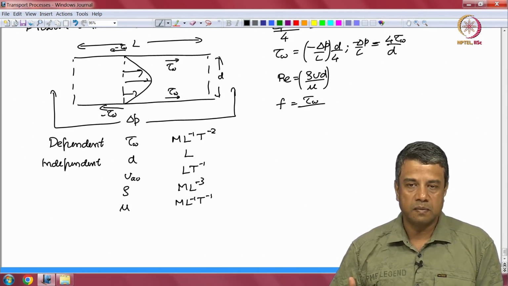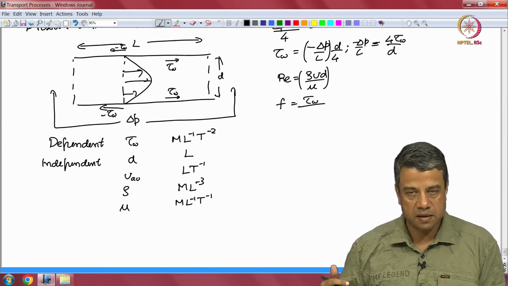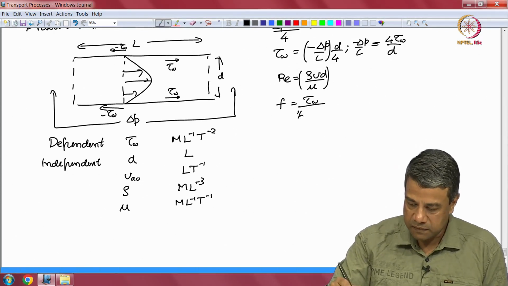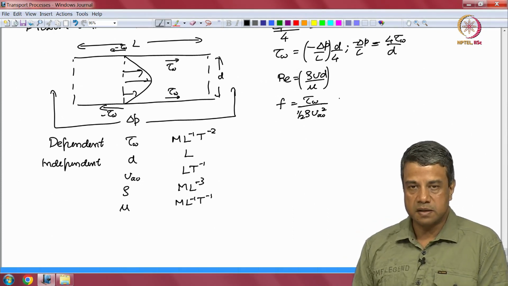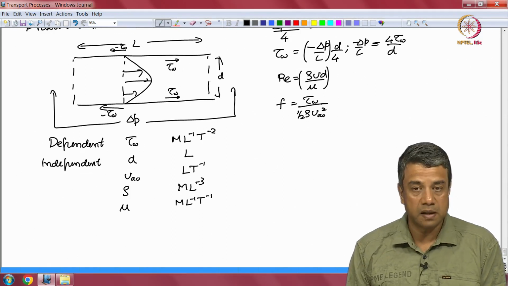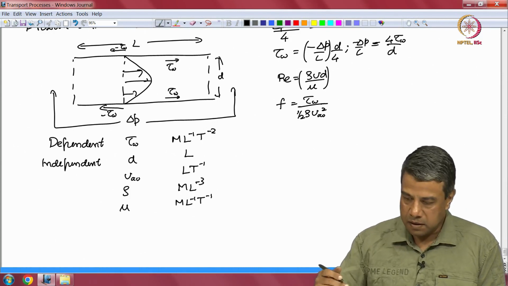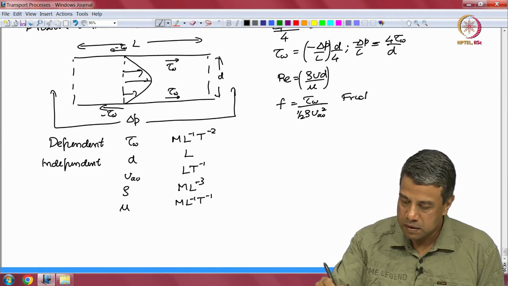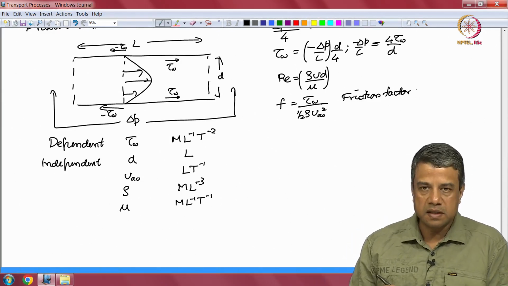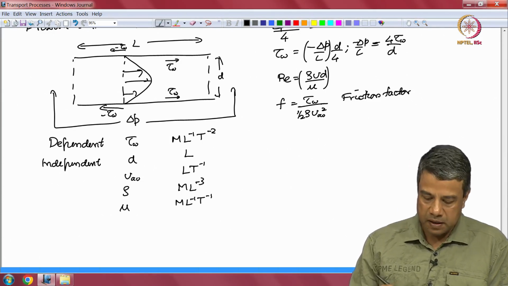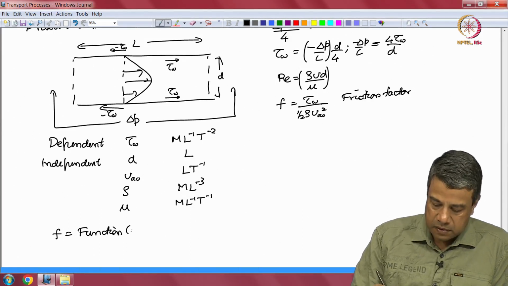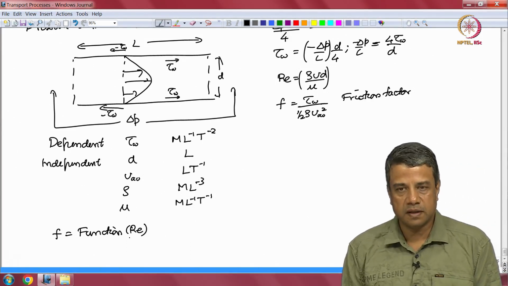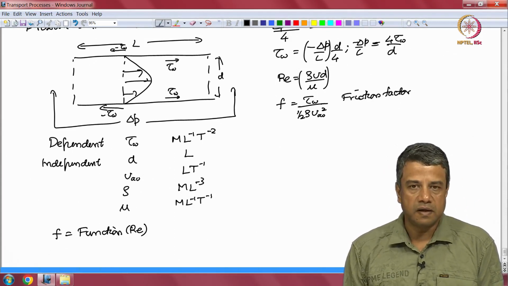Kinetic energy per unit volume is mass per unit volume times half V square. So, if I take half rho V average square, this is a dimensionless group. That is the dependent dimensionless group, also referred to as the friction factor. Therefore, the relationship between the independent and the dependent dimensionless group is: friction factor is equal to some function of the Reynolds number, where friction factor is the wall shear stress divided by half rho V average square.